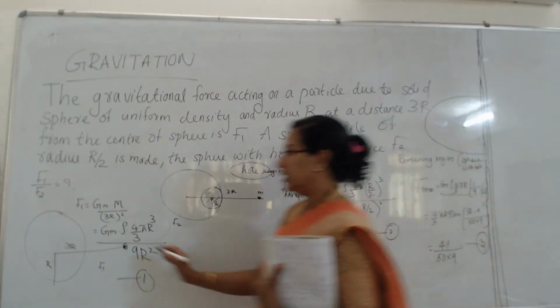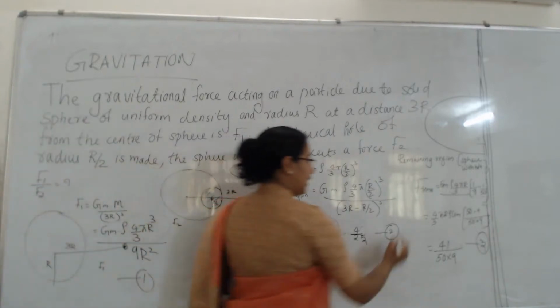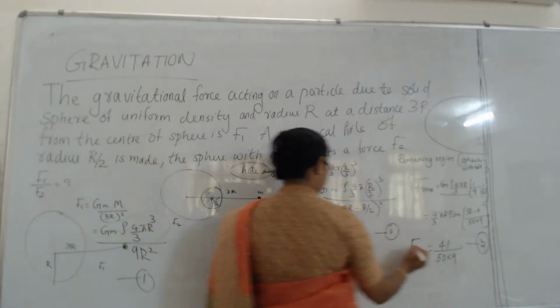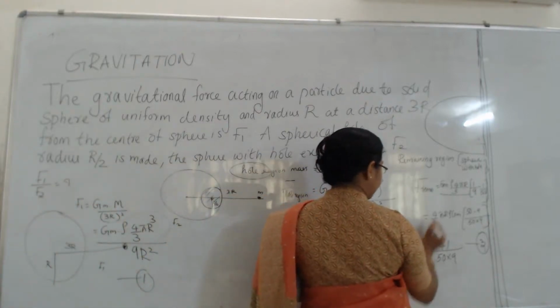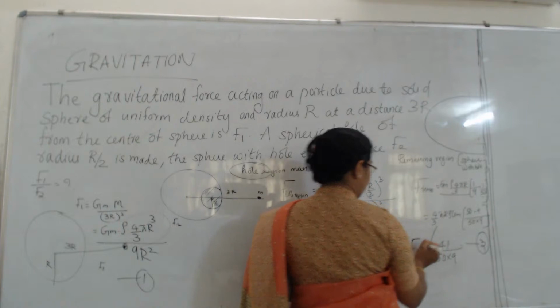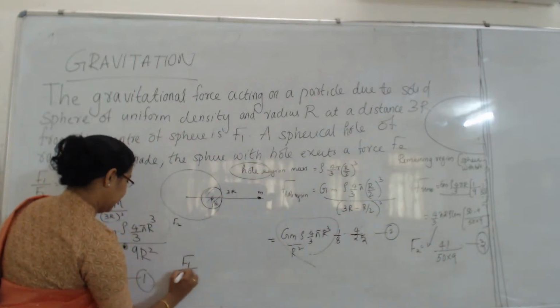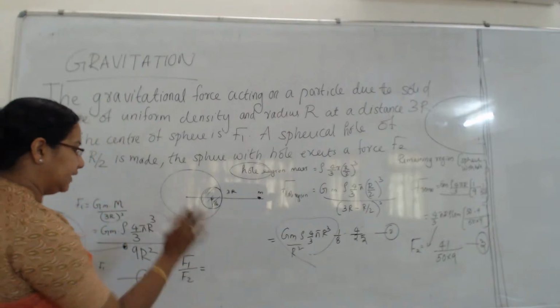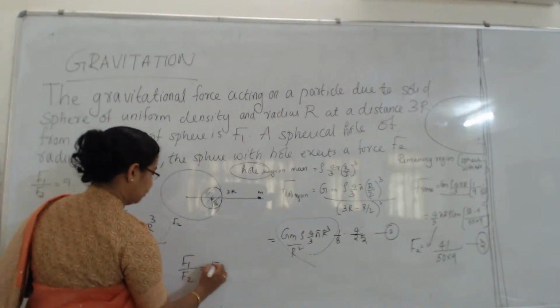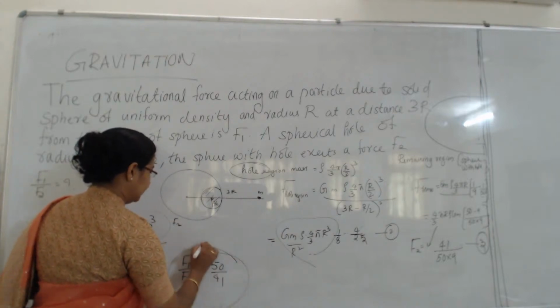The question is F1 by F2. This F remaining is nothing but your F2. I did not write the constant value, these full constants are here. So we can write F1 by F2 is nothing but, this 9 will get cancelled, so it is 50 by 41. I will explain this question again.